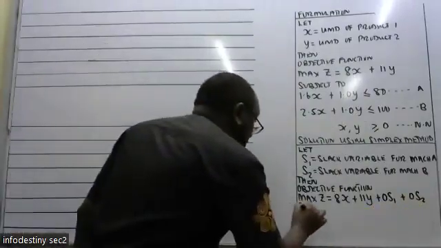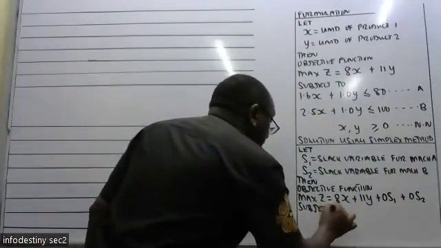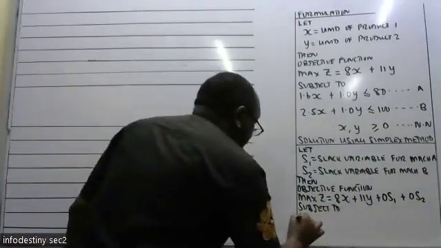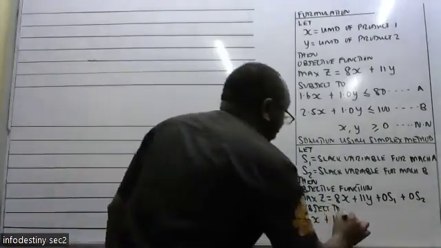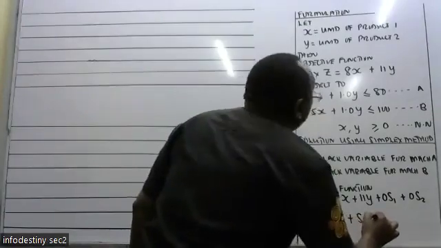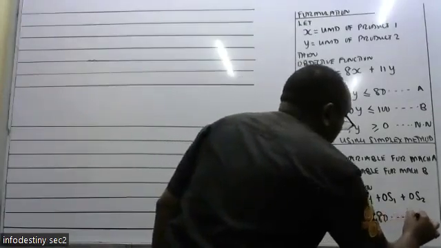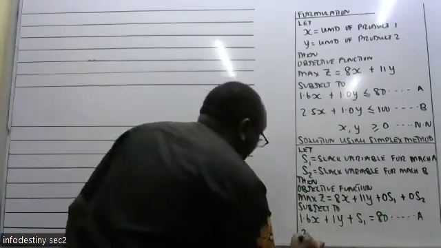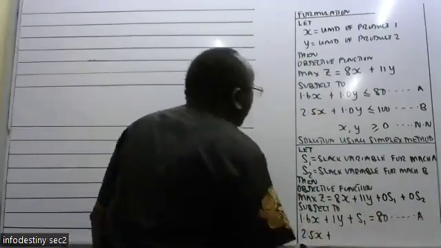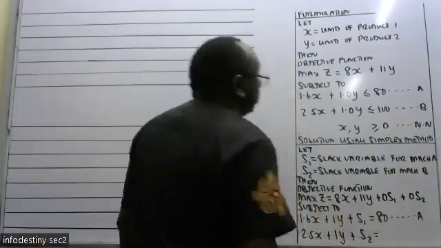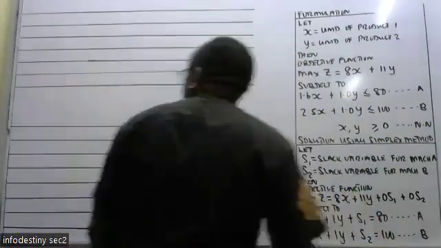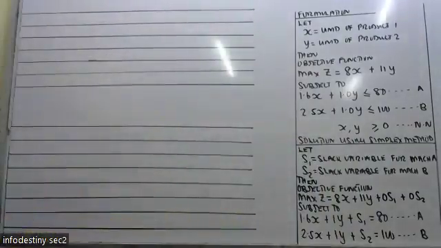Now, subject to 1.6x plus 1y plus S1 is equal to 80. This is because of A. Then 2.5x plus 1y plus S2 is equal to 100. And that is B. Copy that way. And then don't draw anything.